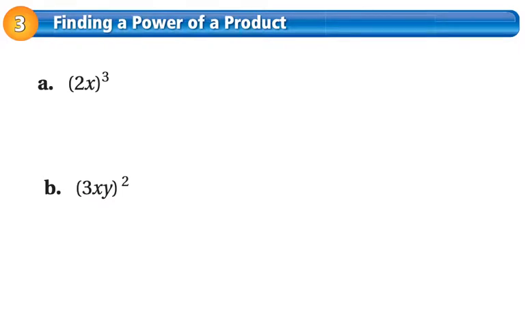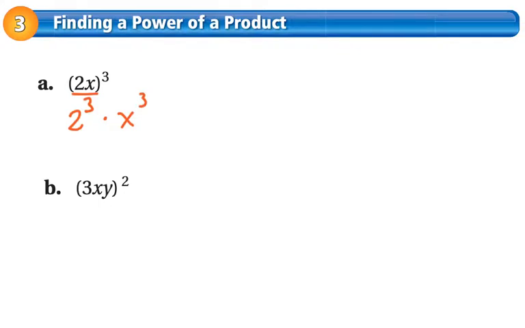power of a product. So remember that if you have a product, just meaning that two things are being multiplied together, here it's 2 times x, and part B it's 3 times x times y. We just need to make sure that that exponent here gets distributed to all of the factors inside here. So we do end up with, for part A, 2 to the power of 3 times x to the power of 3.